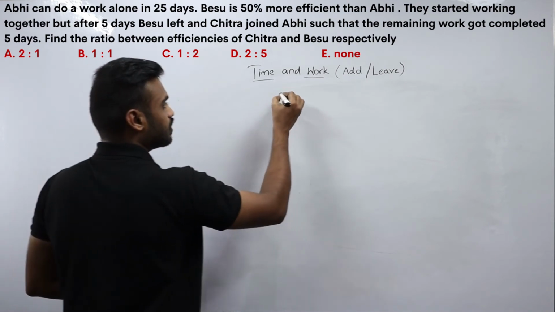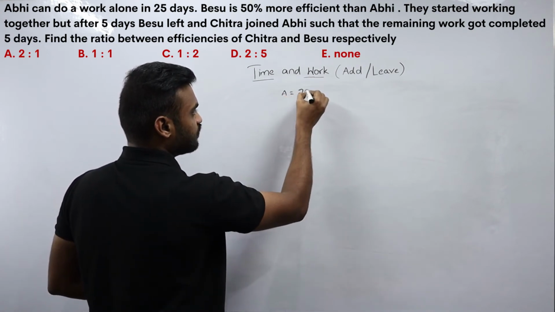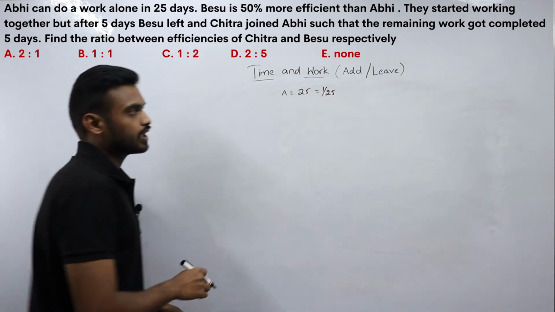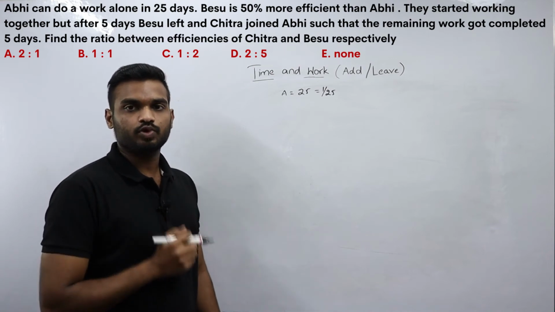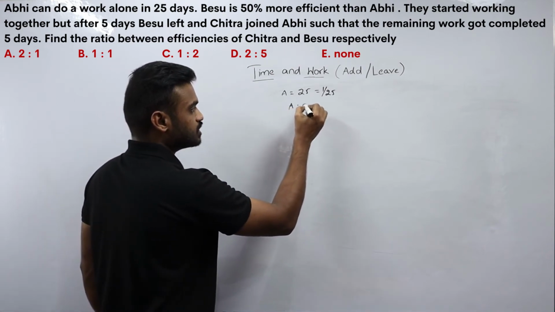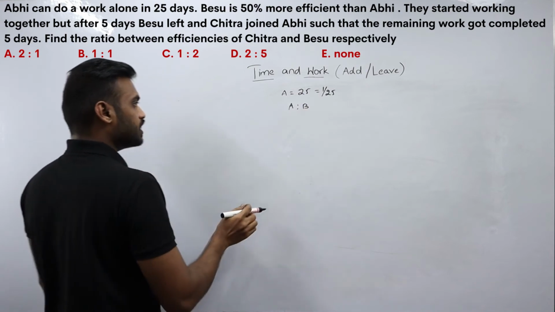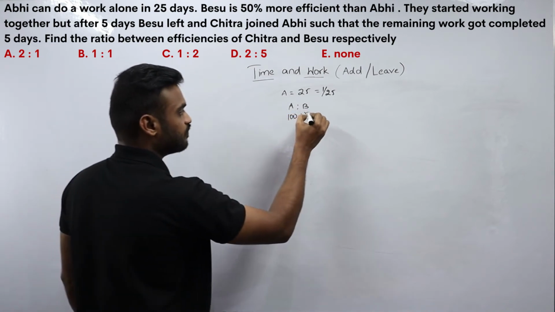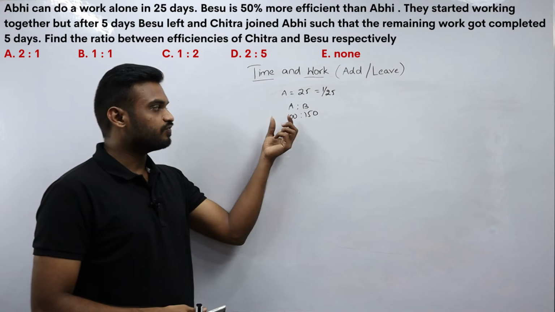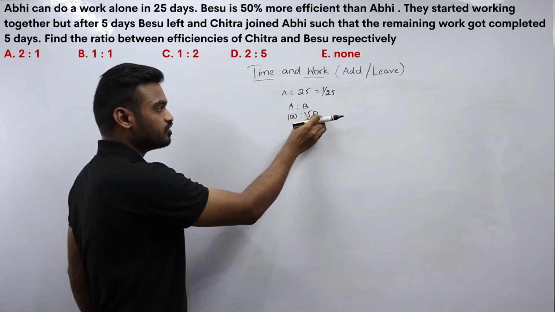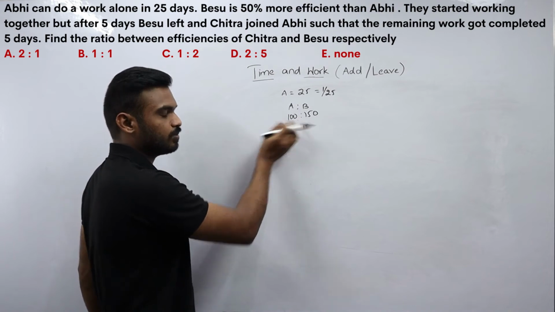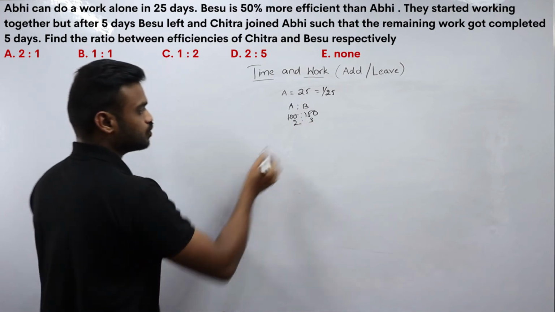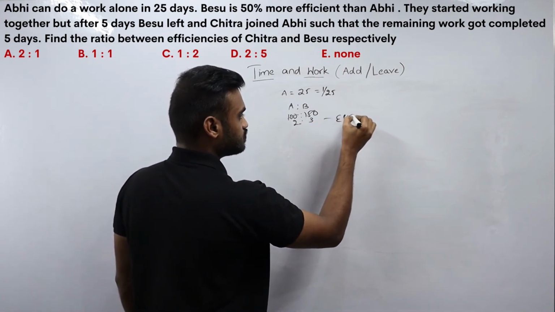Now they are saying that Abhi can complete the work in 25 days. So Abhi's 1 day's work will be 1 by 25. Also, Besu is 50% more efficient than Abhi. Then the efficiency of Abhi will become 100 and the efficiency of Besu will become 150. If I cancel the 50s, I will get 2:3 as the ratio of efficiencies.